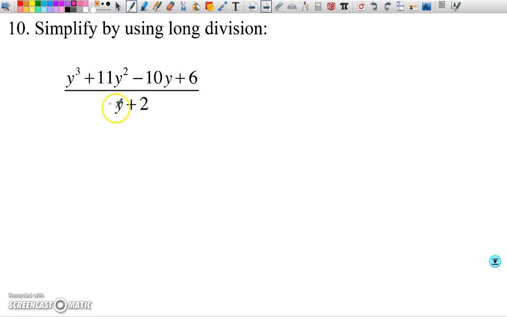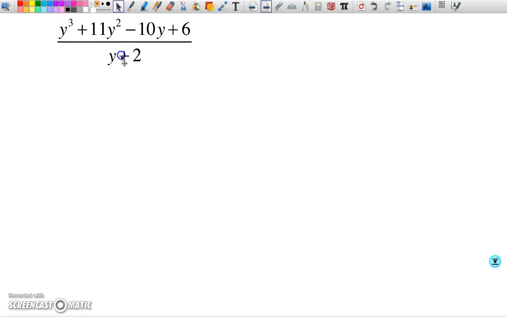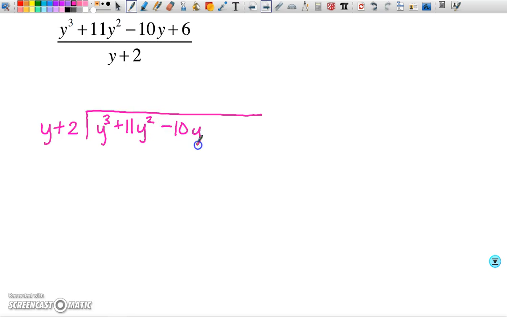All right, now your absolute favorite, which is long division. So I'm going to go ahead and shift this up a little. So the first thing is to make sure that you have a spot for everything. So y cubed, y squared, y, and a constant. Perfect. We don't need to add anything. So y plus 2 on the outside, and underneath goes y cubed plus 11y squared minus 10y plus 6. So y times y squared is what's going to give you y cubed.